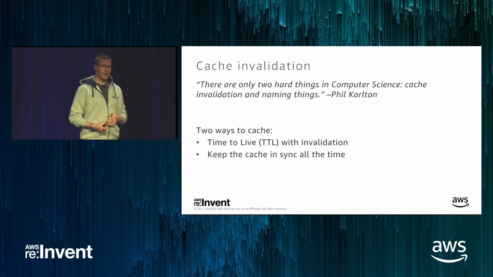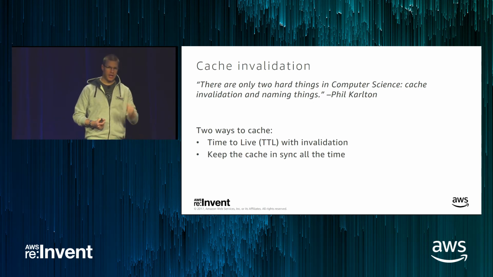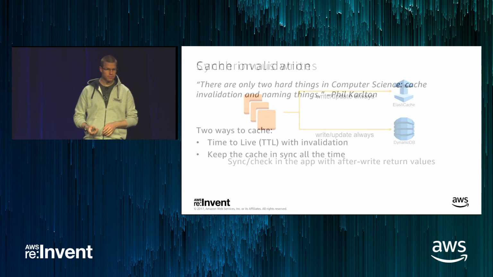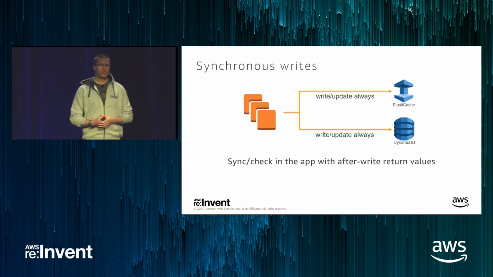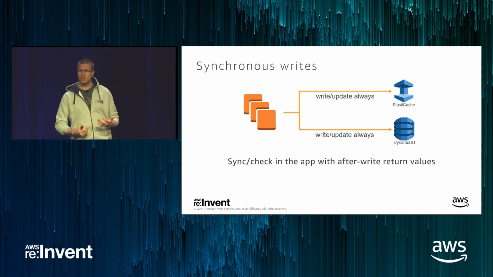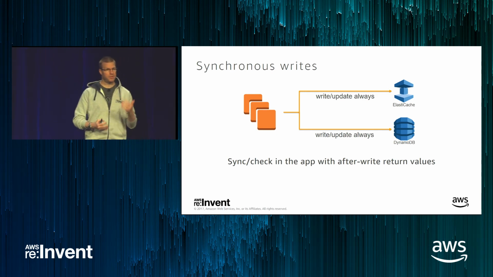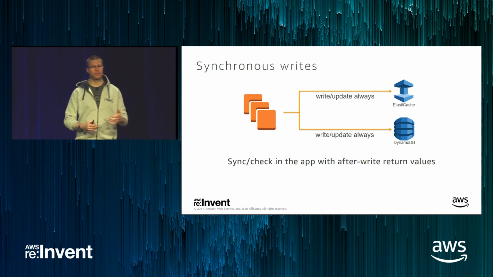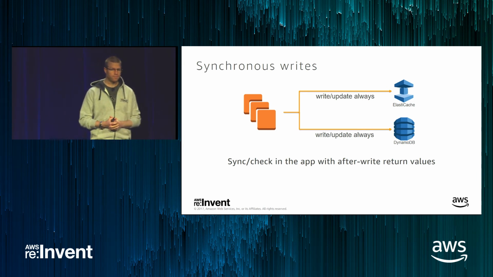So the other way we can cache is to keep the cache in sync all the time. Because if we always know that the cache answers with the same answer as the database would, then we don't need to take care of the TTL anymore, right? How can we do that? Synchronous writes. Our application can write for every update or write not only to the backend database, in this case, just as an example, DynamoDB, but also to the cache. So every time we write against DynamoDB, we also write against Redis or Memcached, for example.